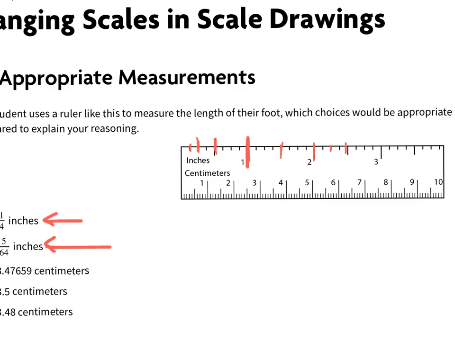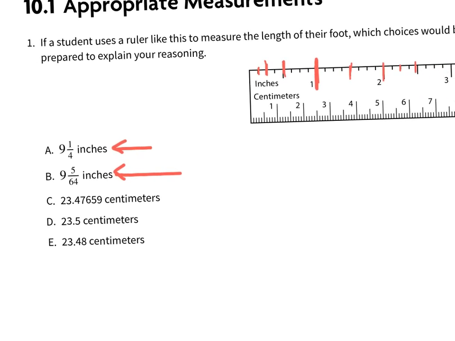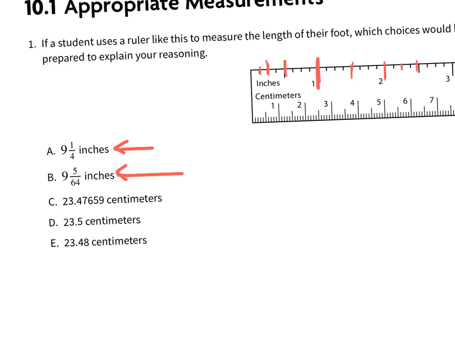So as we're thinking about which of these measurements could they get, on this ruler they couldn't get to 9 5/64 because those markings don't go down to the 64th place. Similarly with the centimeters, we could hit 23½ centimeters. Again, here's 1/2 centimeter. If this is 2 centimeters and this is 3, that's 3½ centimeters. But we couldn't get 23.475659 centimeters exactly, right?